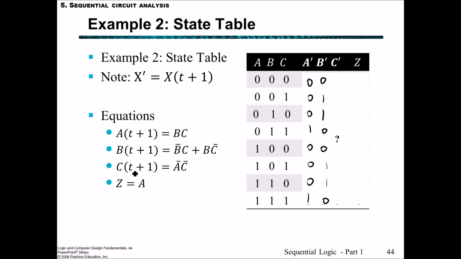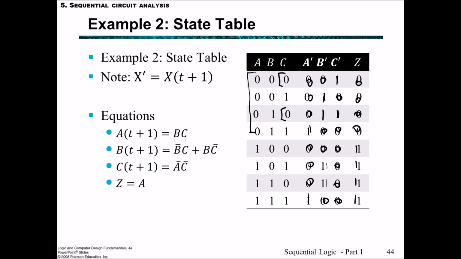For C at time t+1, we have it being 1 when A is 0 and C is 0. A is 0 here, C is 0 here and here. We have that being 1 here and 0 everywhere else. And for Z, the output, quite simply, we have it whenever A is equal to 1. So that is all of these values down here, 1, 1, 1, 1, and 0 everywhere else. So check that answer. That looks okay.